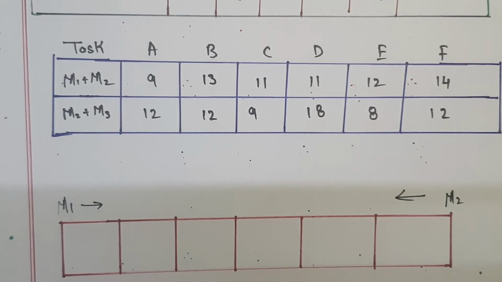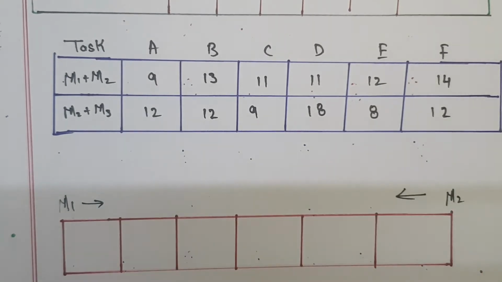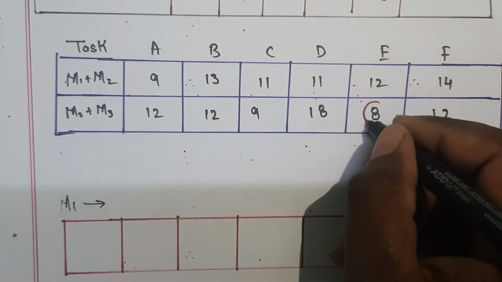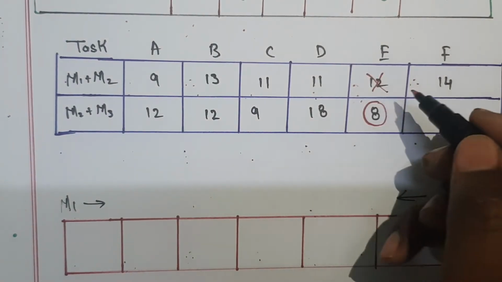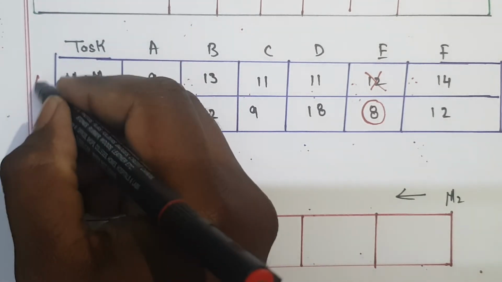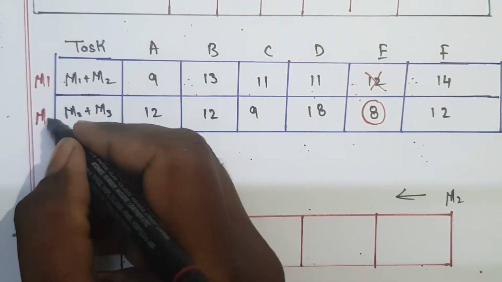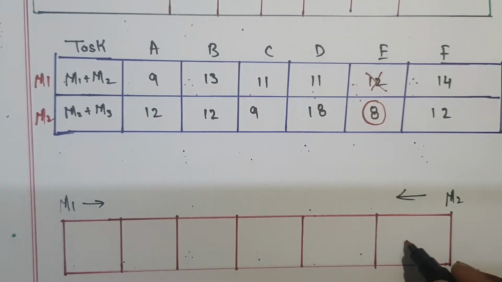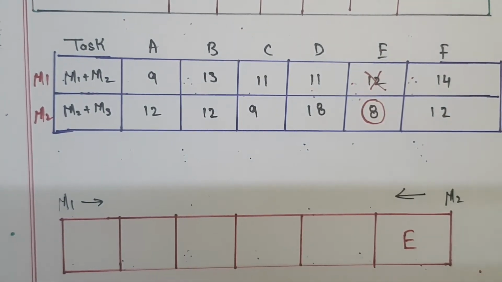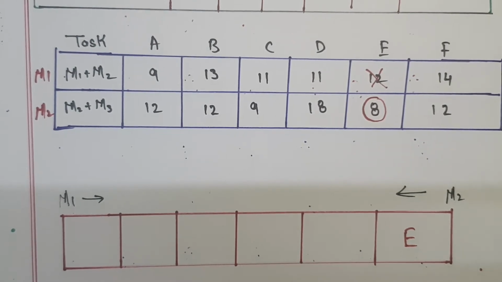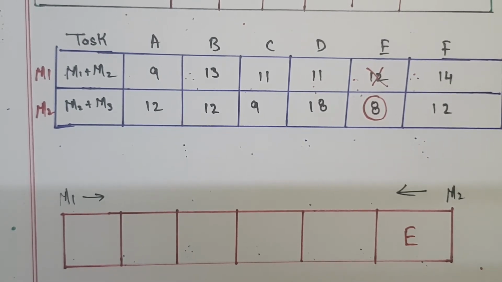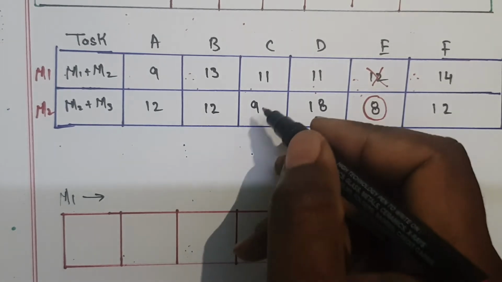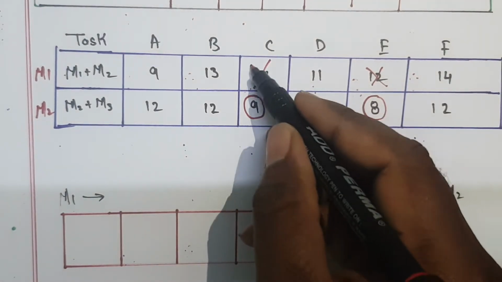So in machine 1, which one is the least value? As you can see 9, 11, 12, 8. 8 is the least value compared to all. So you have to round up here and cancel this one. Now this one you can take as machine 1 and this one as machine 2. In machine 2, what is the value here? Sequencing E. Next step, after 8, the highest value is 9. You have to cancel this one.